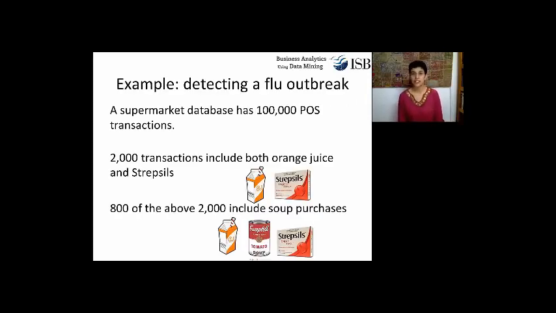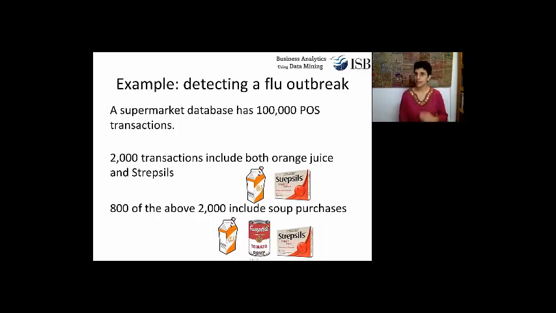Suppose that we're trying to detect an influenza outbreak, and we know that people who have the flu or flu-like symptoms tend to buy orange juice for the vitamin C and tend to buy Strepsils and perhaps also tend to buy soup. So let's look at a large supermarket database and suppose it has 100,000 transactions, and each transaction is a basket of a particular customer. Across these 100,000 baskets, we find 2,000 baskets that contain these two items, orange juice and Strepsils. And among these 2,000, 800 also include a soup.